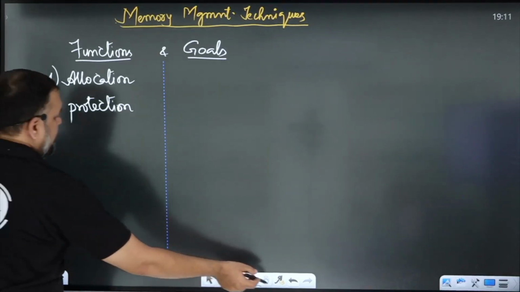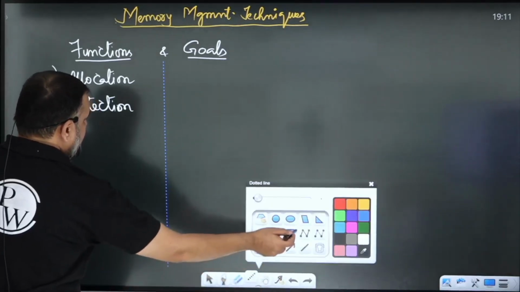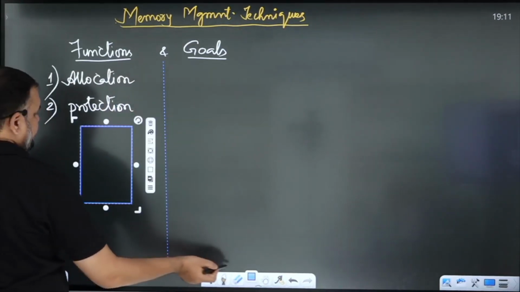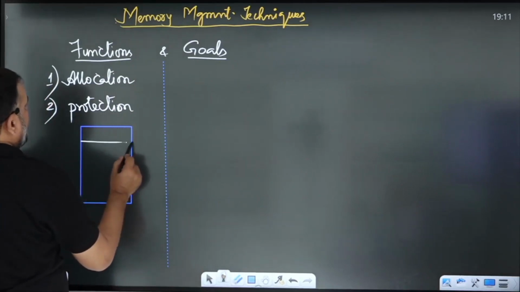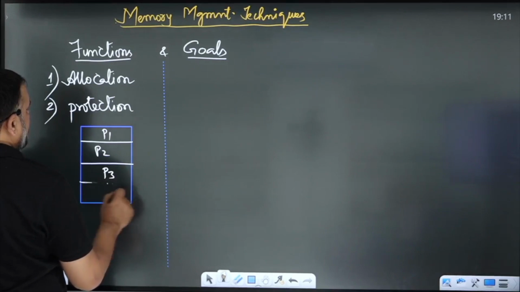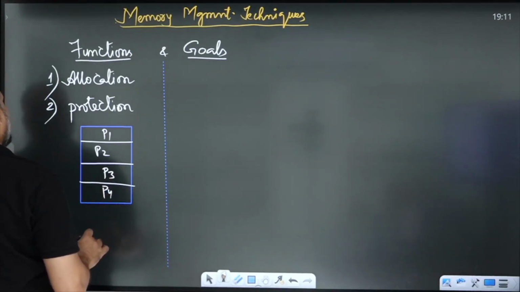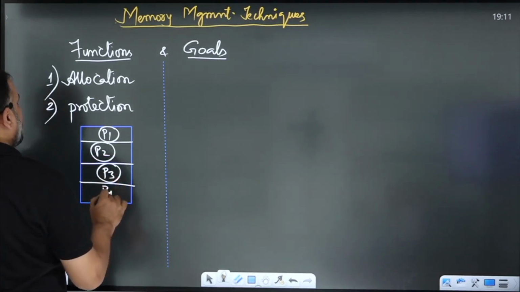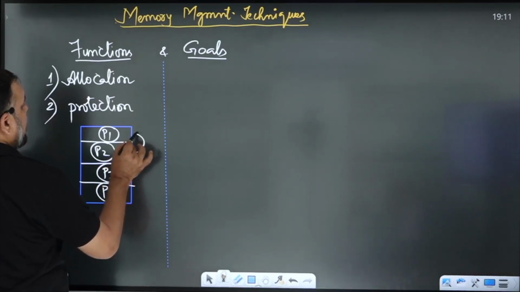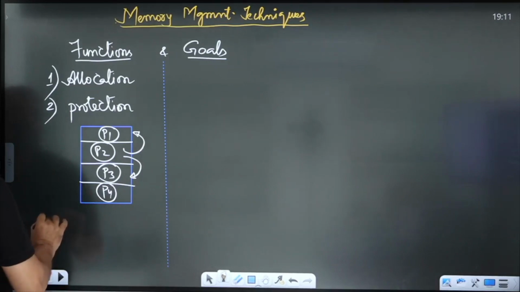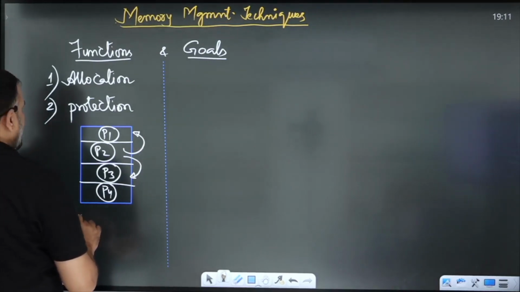If you want me to show it pictorially, this is a memory. And in this memory, let's say this is process P1, this process P2, process P3, process P4. So this is called process P1 address space, this P2 address space, P3 address space, P4 address space. A process should not interfere into other address spaces. This is called protection. The third function is free space management.